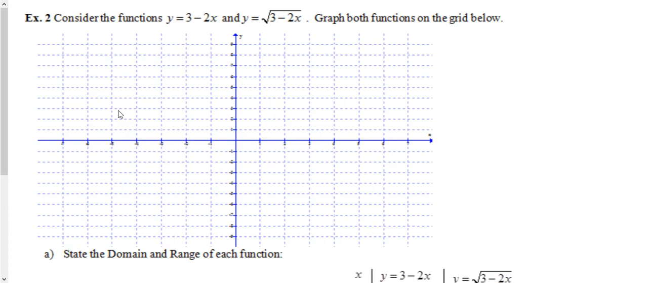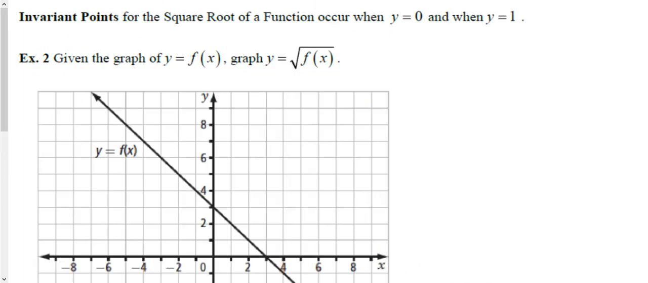Going after this one here, so again, we're going to sketch a graph and then we're going to square root that graph. So I'm going to quickly pause this video so that I can sketch a graph. Sorry about that, folks, I was on the wrong question. So in example 2 here, let's start again.